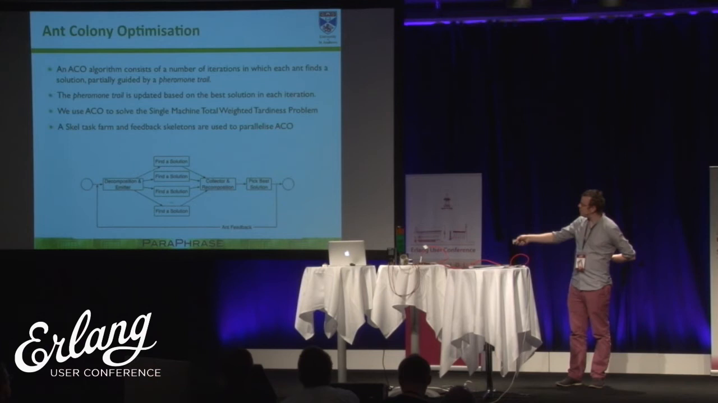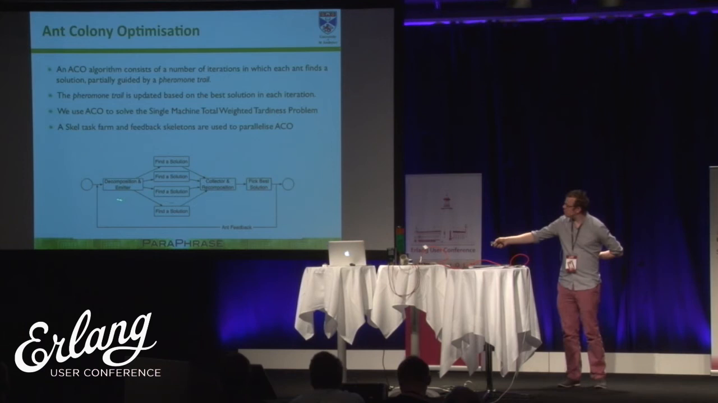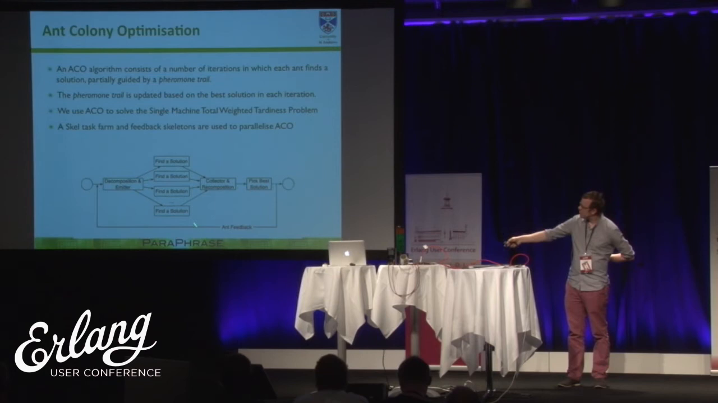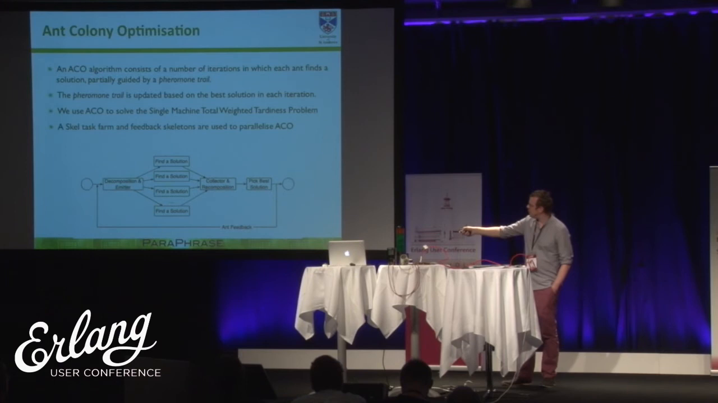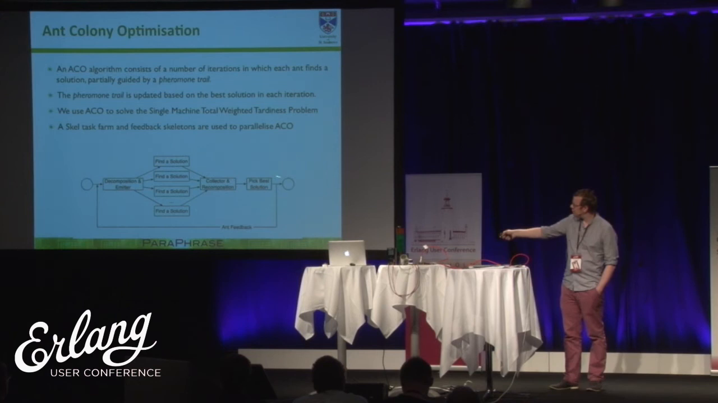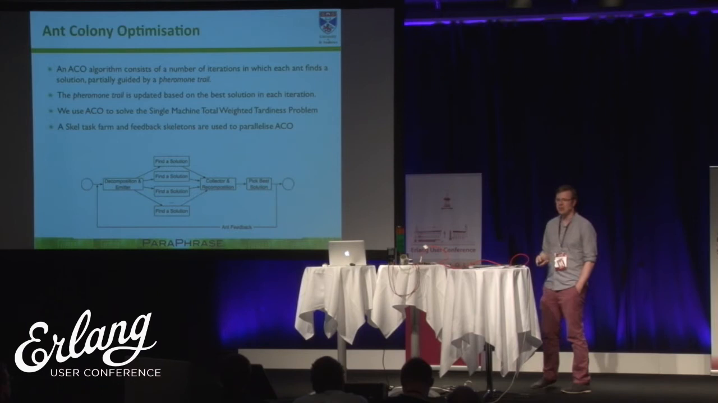This diagram is the only thing you need to look at here. The idea is you start, you do some decomposition of some value, and you pass it out to a number of ants, who then go away and find some solution based on that. Once they've finished, you collect all of their solutions together. You then pick the best one, the best solution that they give back, and then you repeat. You give that best solution back and feed it out to the ants again, and you keep repeating until some predicate is matched or some way of solving the problem is met.